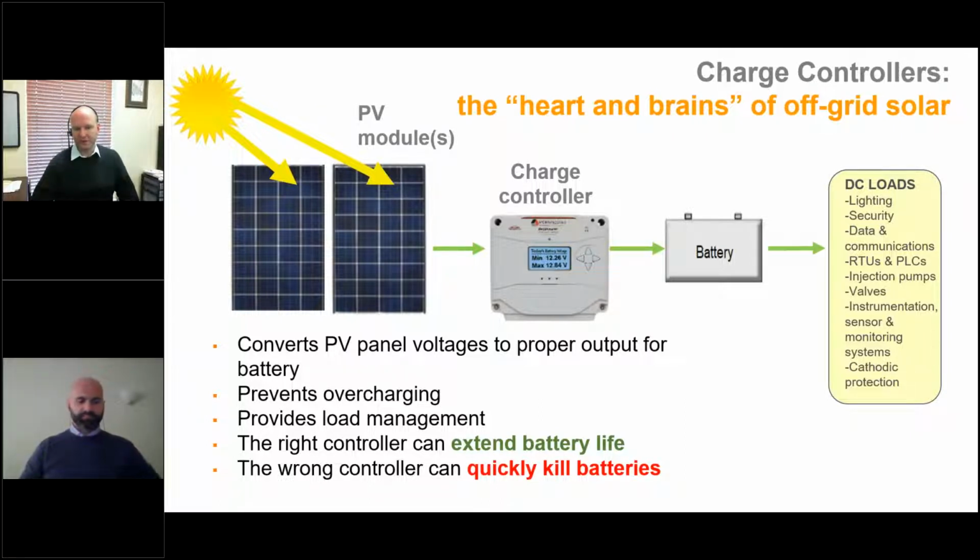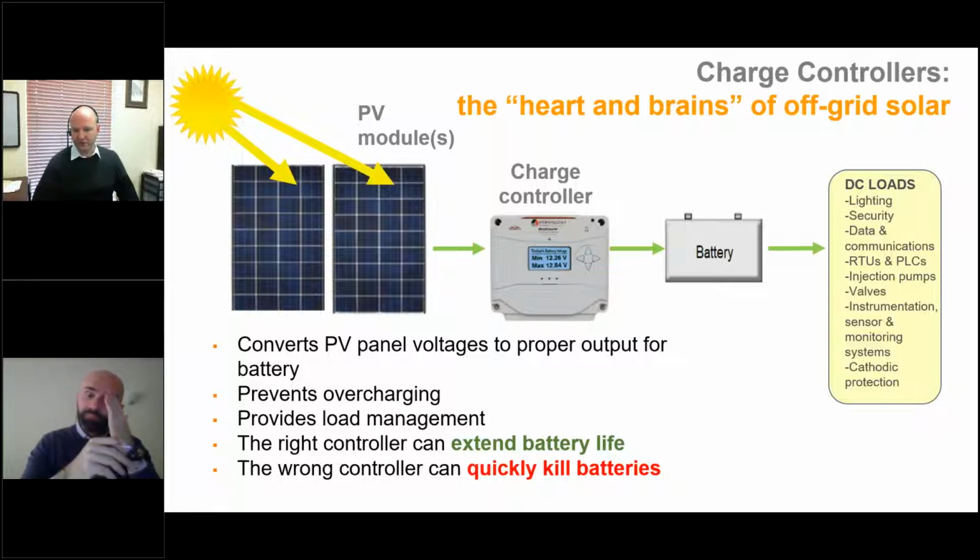because it's in a key position between the PV modules and the battery. So all the power coming in, the battery management, and then of course the power flowing out to the loads can be controlled and monitored and measured by the charge controller. And its main job is to convert the PV panel voltages, which are DC, but need a little bit of regulation, to the proper output voltage for the battery, to put it through those 4 charging stages and to make sure that the load is given the proper voltage as well.